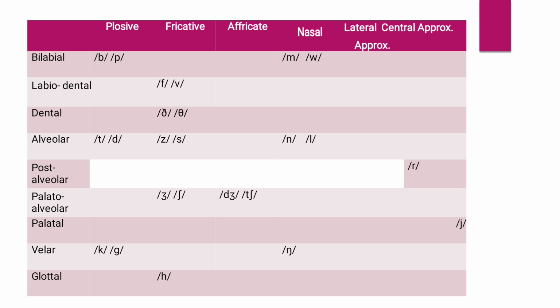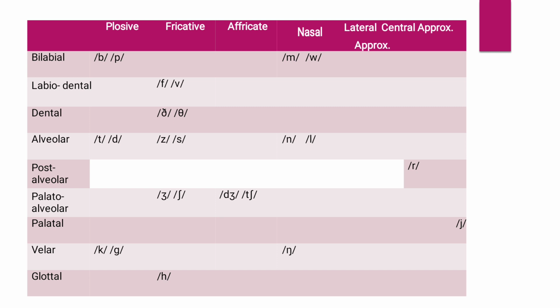Next one is the post alveolar. When the blade of the tongue is very near to the teeth ridge but does not touch it, that is called post alveolar. When we pronounce the sound of r, at that time what happens? The blade of the tongue is very near to the teeth ridge but does not touch it.